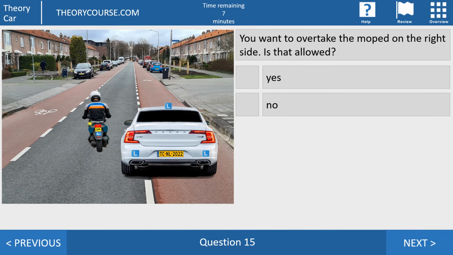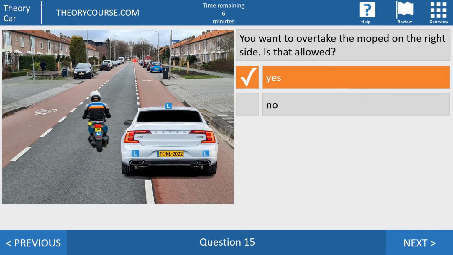Question 15. You want to overtake this moped on the right side. Is that allowed? Is the answer yes or is the answer no? The answer is yes, because if somebody who's driving in front of you turns to the left, you must overtake him on the right side. You cannot overtake him on the left side anymore. So the answer is yes.